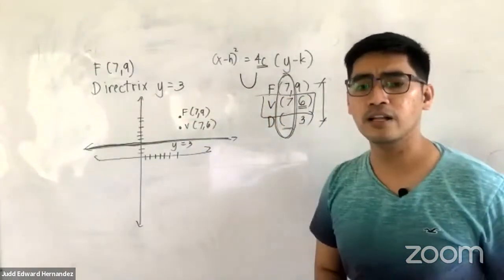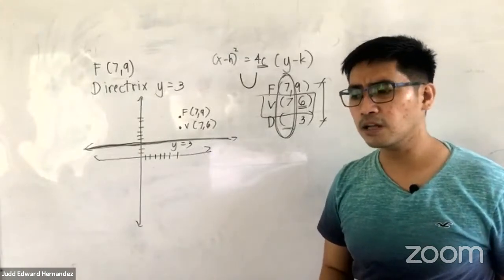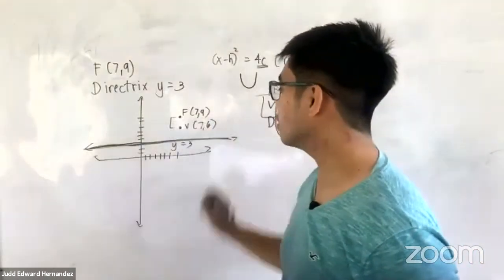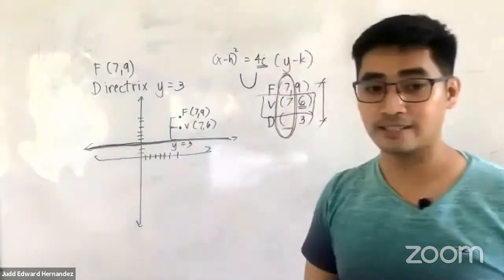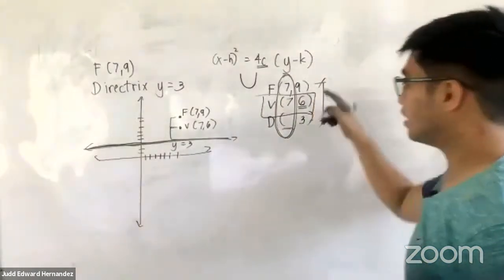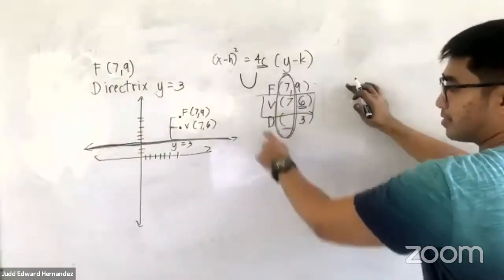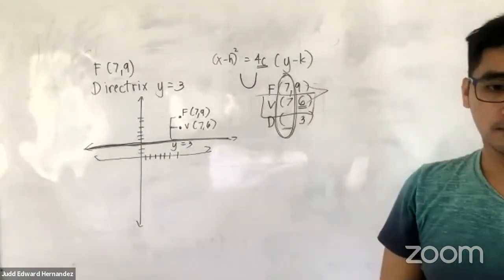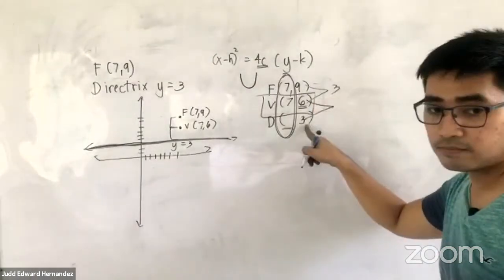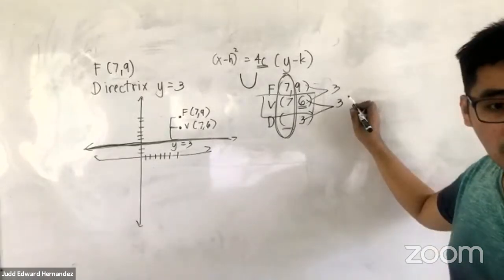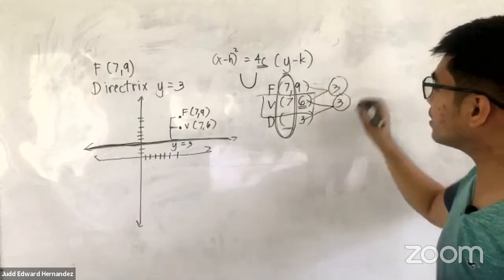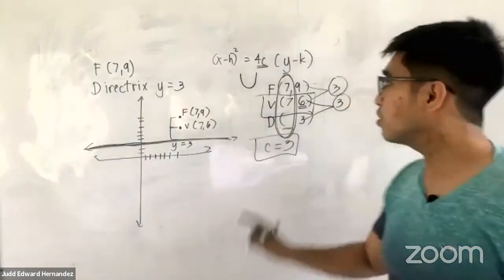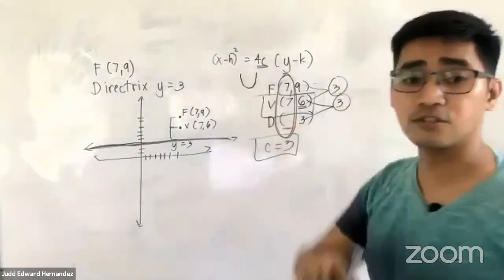Sir, paano ko masasolve yung value ni C? By getting the distance from the focus going to the vertex and from the vertex going to the directrix. Gaano ba kalayo si focus kay vertex? Hindi binago si X, lahat yan 7, kaya dito tayo titingin. 9 minus 6 is 3. 6 minus 3 is 3. Magkamukha ba? Yes. Therefore, what is the value of C? 3. So from this one, pwede na natin siyang i-substitute doon sa equation natin.